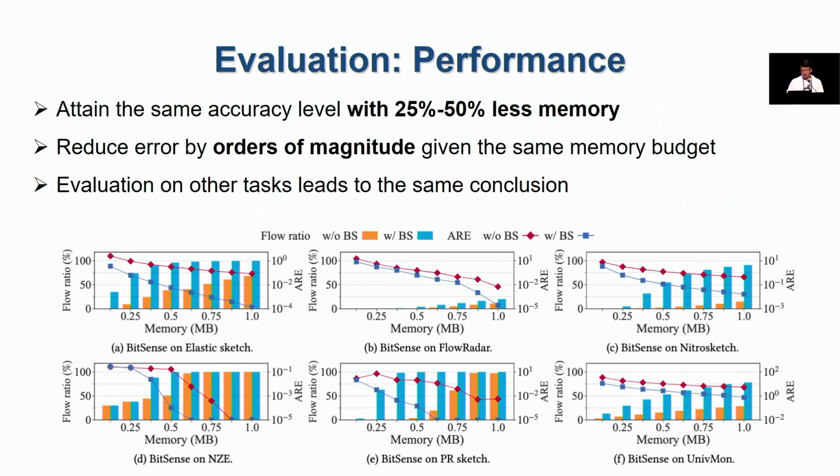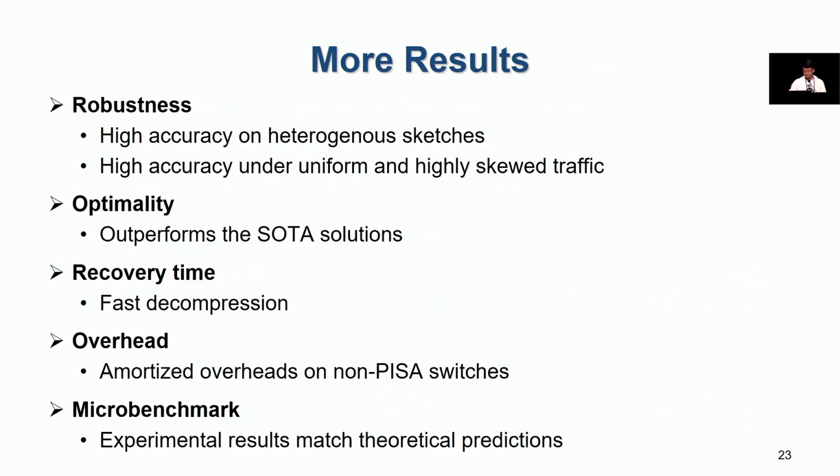From the results, we obtain 2 findings. First, BitSense attains the same accuracy level with 25 to 50% less memory. Second, given the same memory budget, BitSense reduces error by orders of magnitude. Besides, the evaluation on other measurement tasks demonstrates the same conclusion. More results can be found in the paper. It includes the result on robustness, optimality, recovery time, overhead, and micro benchmark.